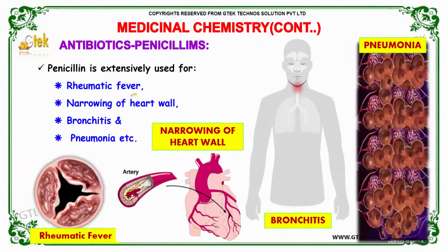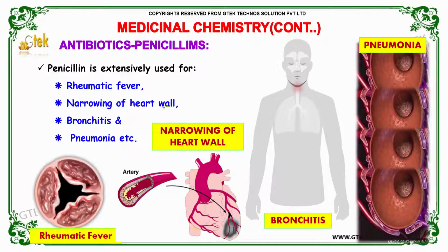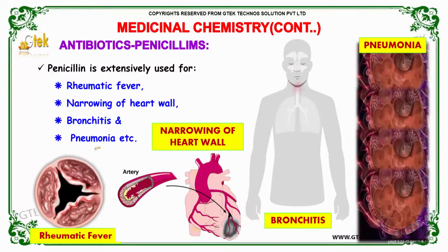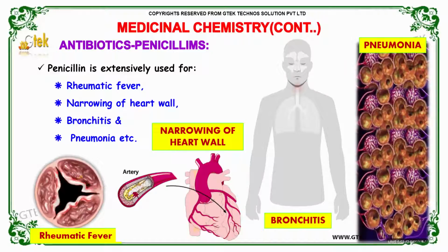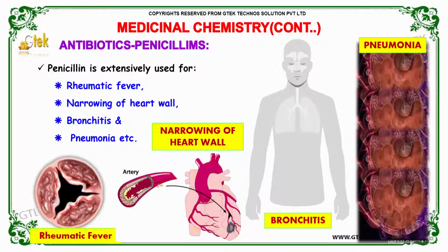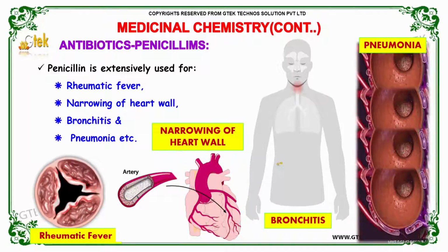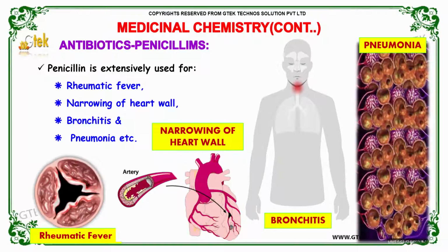Penicillin is extensively used for rheumatic fever, narrowing of heart wall, bronchitis and pneumonia. This is the rheumatic fever structure and its effects. This is the narrowing of heart wall and its problems. Bronchitis is nothing but the problem in the windpipe. And these are the problems involved in pneumonia.